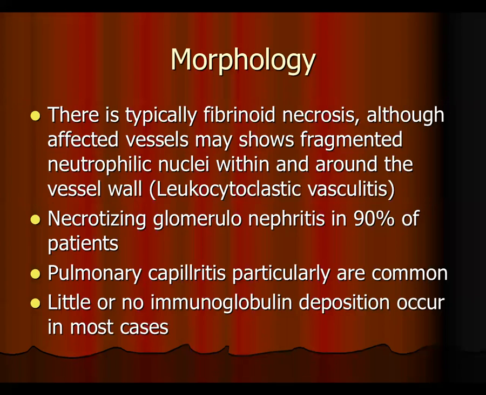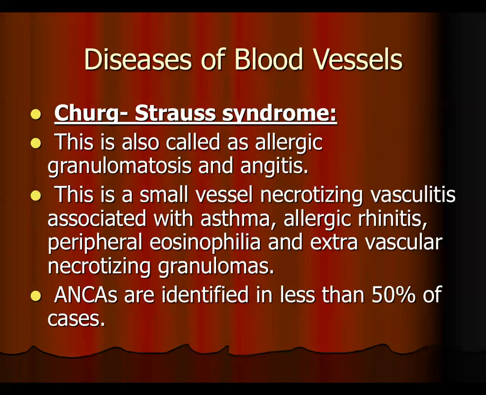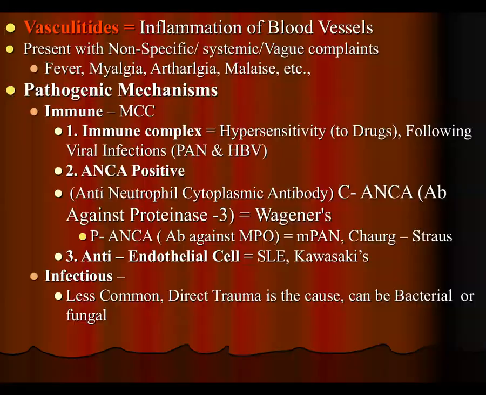some morphological changes, and they can also present some inflammatory cell infiltrate, and there is also a presence of fragmented neutrophilic nuclei within and around the vessel. So this is also a microscopic feature for the diagnosis of microscopic polyangiitis, which can be seen in this.